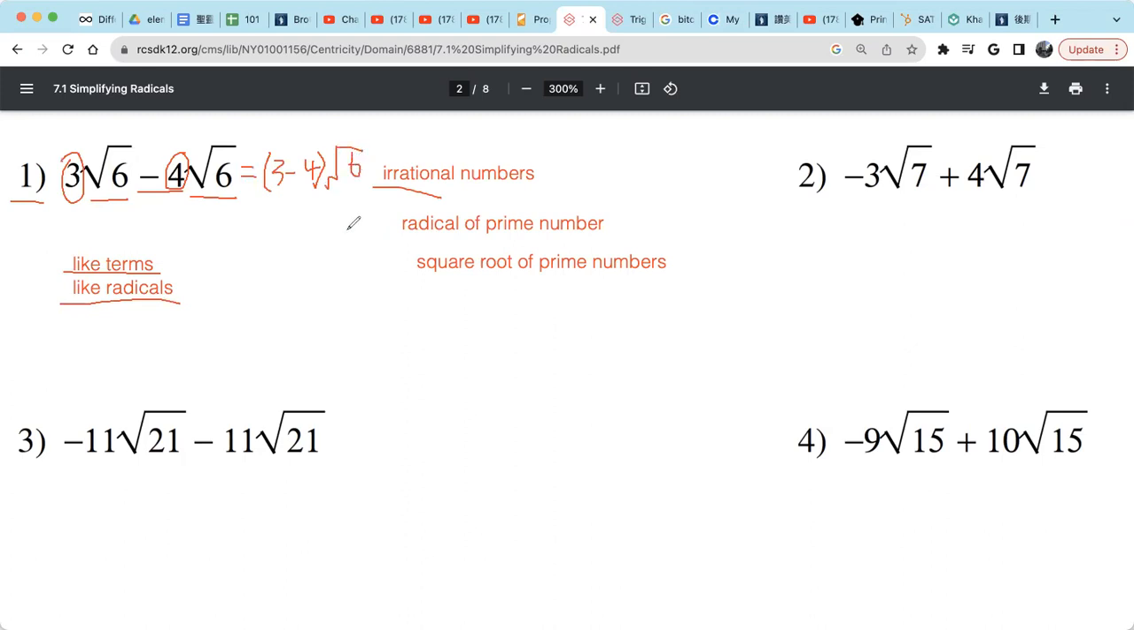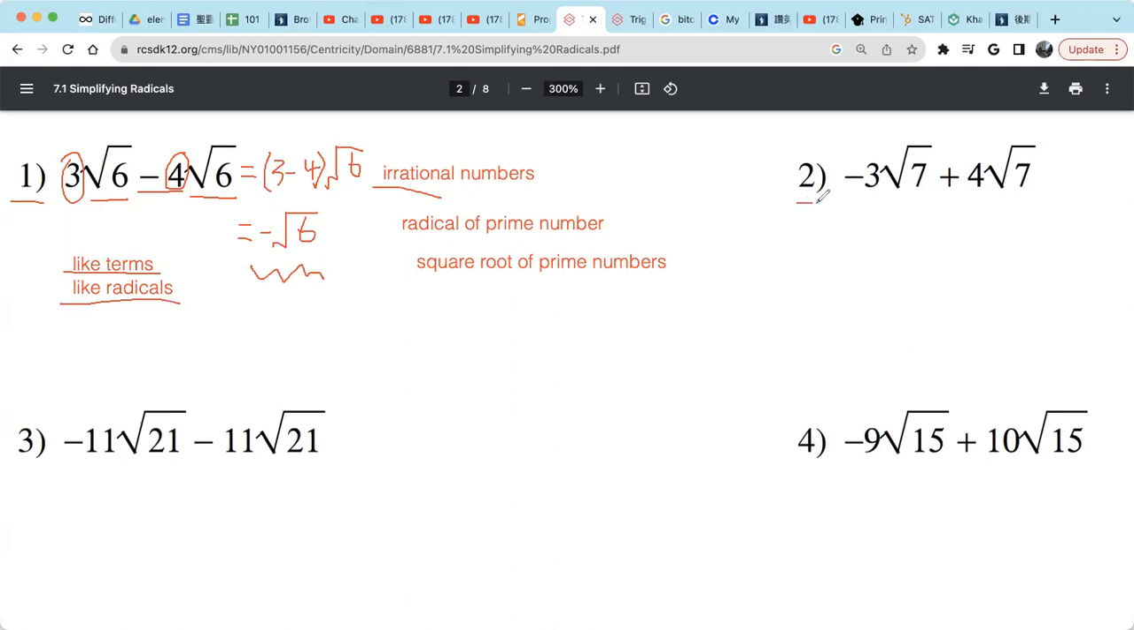Same way as we combining like terms, we're adding like terms. What do we add? We add the coefficients of the like terms. So 3 minus 4, well, that's -1. Remember, if it's 1x, usually we don't bother to write the 1, we just write x. Same idea. We just write a negative radical of 6. Okay, that's it. Just keep it like that.